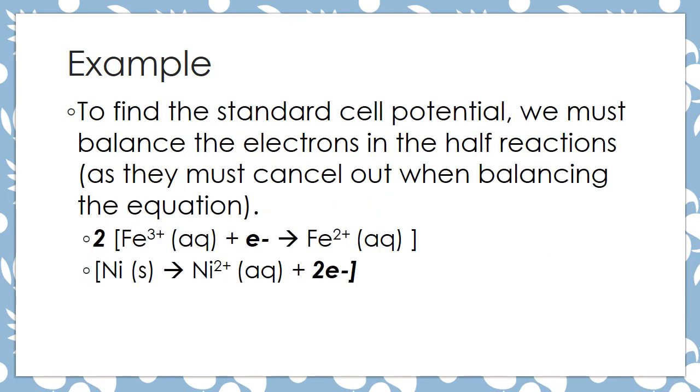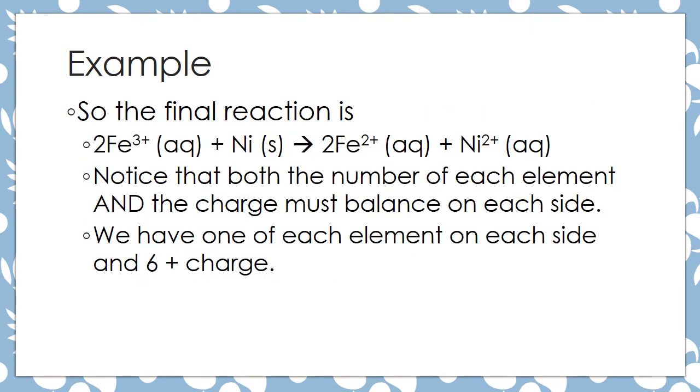So here I have my two reactions written out. Nickel produces nickel 2+ plus 2 electrons. But I have to balance those 2 electrons because iron was only giving up 1 electron. So to find the standard cell potential, I have to balance those electrons. I have to multiply the iron side by 2 so that I have 2 electrons. So the final reaction is actually 2 Fe3+ plus nickel will produce 2 Fe2+ plus nickel 2+.